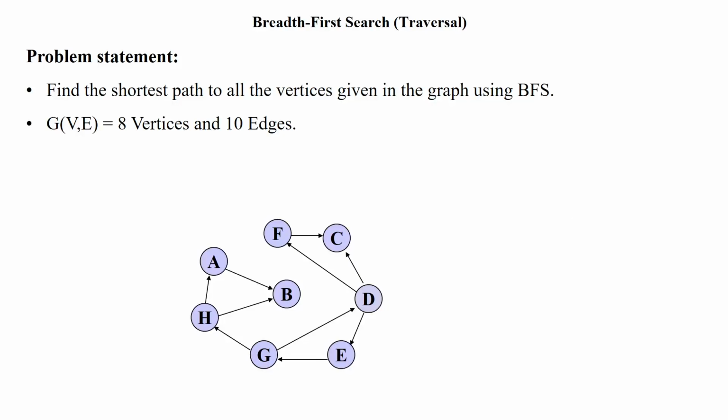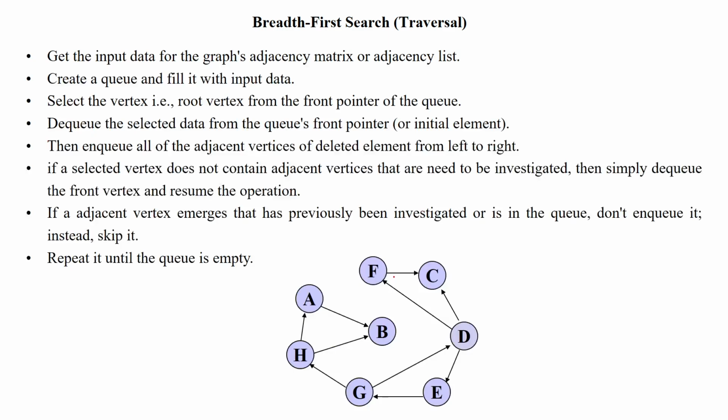This is used to find the shortest path to all the vertices available in the graph. Here the graph is given with a set of vertices and edges, 8 vertices and 10 edges. So in a directed graph, when you are selecting the source vertex, it should have a path to all the vertices through other vertices. That should be the criteria. For an undirected graph, you can select any vertex as a source vertex.